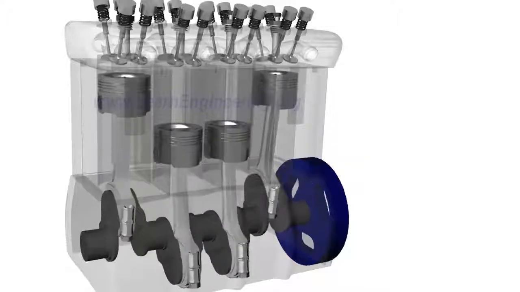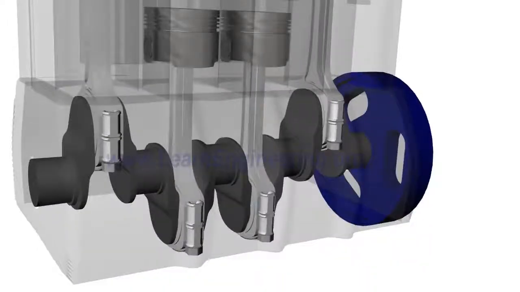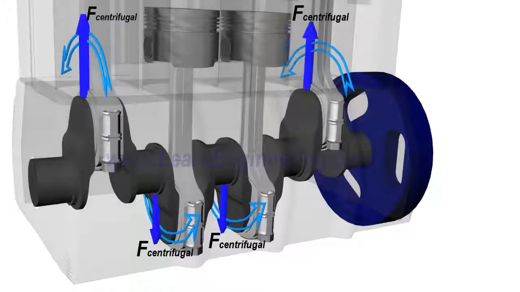A huge unbalanced force arises in the form of dynamic unbalance due to the excessive mass at the connecting rod side. This is negated by providing counterweights on the crank side.